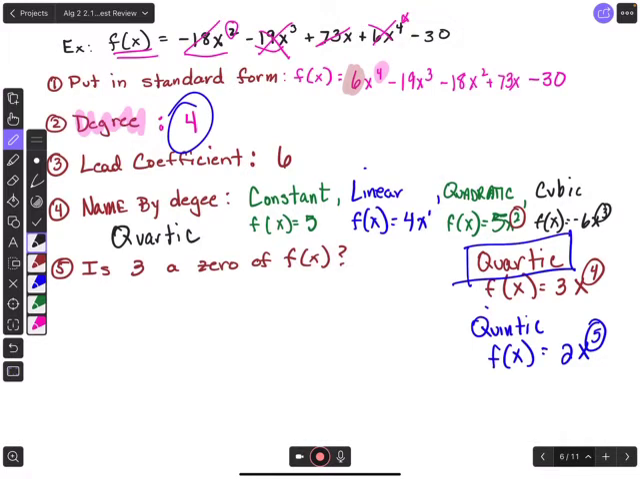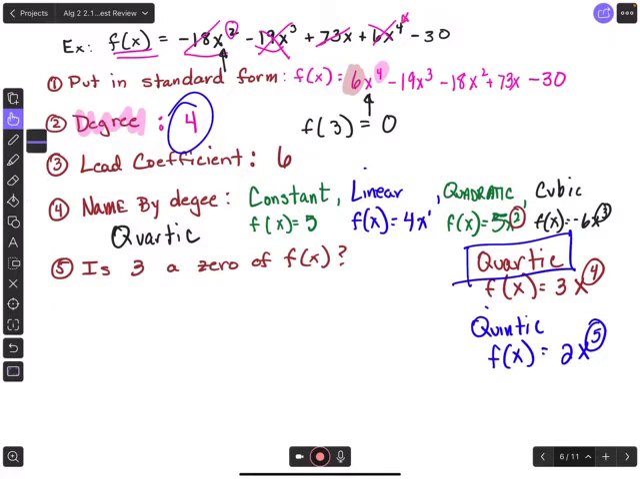And then they ask if 3 is a 0 of f of x. Now, zeros just mean if I substitute 3 into my polynomial in standard form, if I find the f of 3, does it give me a 0? So to find out if 3 is a 0, you could substitute 3 into the function and find out if it gave you a 0.